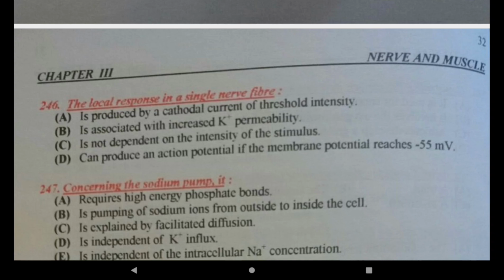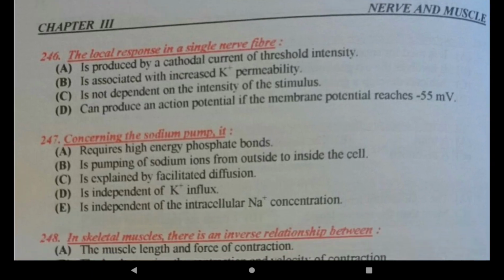It can produce an action potential if the membrane potential reaches the threshold, which is the threshold voltage, negative 55 millivolts. That is correct. The others are not correct. That it is produced when the cathode current reaches the threshold intensity, that's not correct. The threshold voltage, which is negative 55 millivolts, is not associated with increased potassium permeability. No, it is not true that it is not dependent on the intensity of the stimulus. It is dependent. That is not correct. So the correct answer here is D.